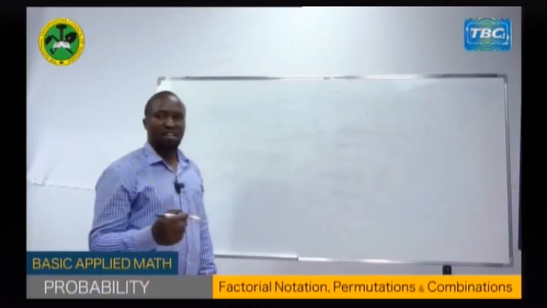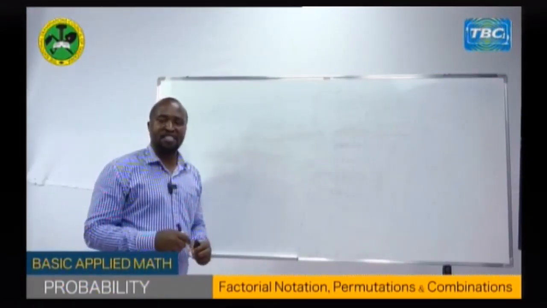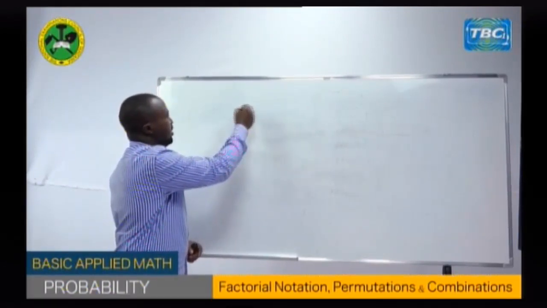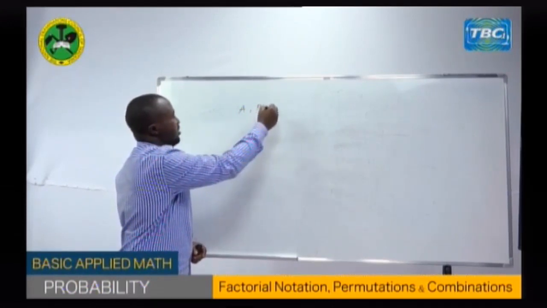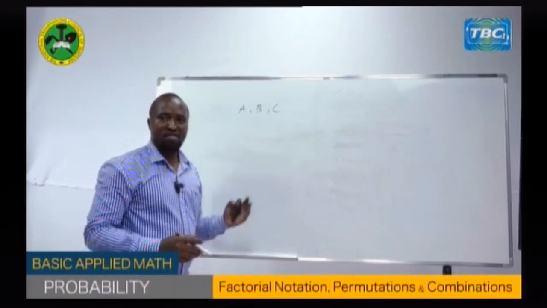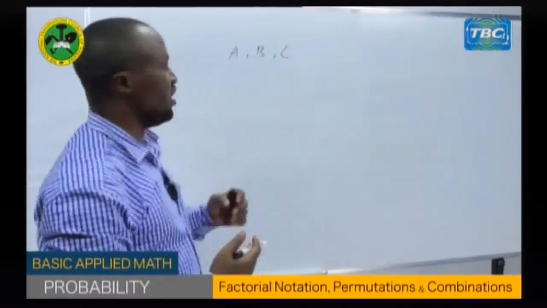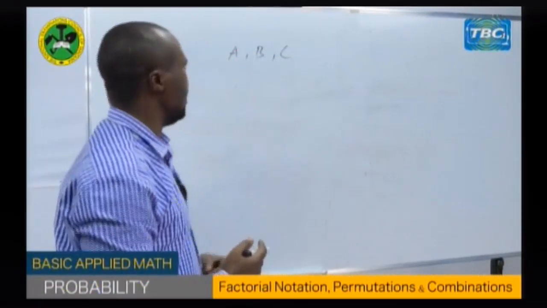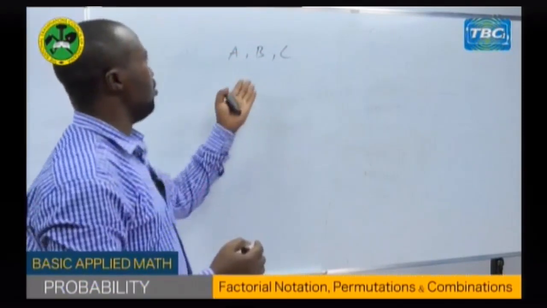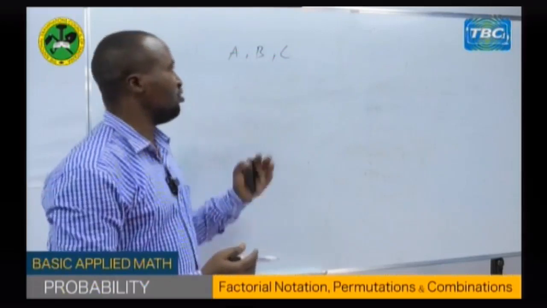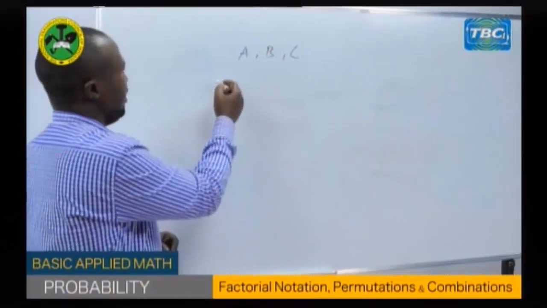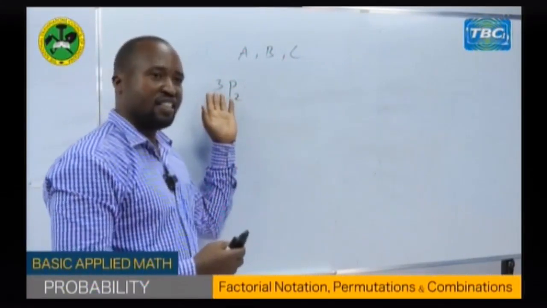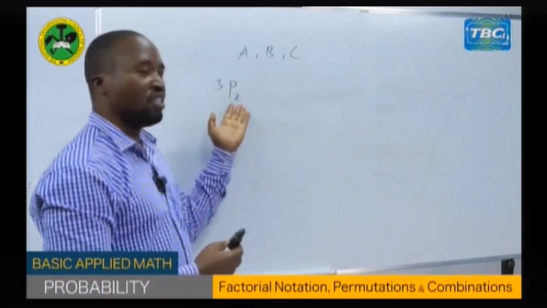Now, my dear student, consider 3 pieces of marble, labeled A, B, and C. We're having 3 pieces of marble, which are labeled A, B, and C. For the case of permutation, if we want to choose only 2 pieces of marble out of 3, we could say 3P2. Why? Because we are having 3 marbles and we want to choose only 2.